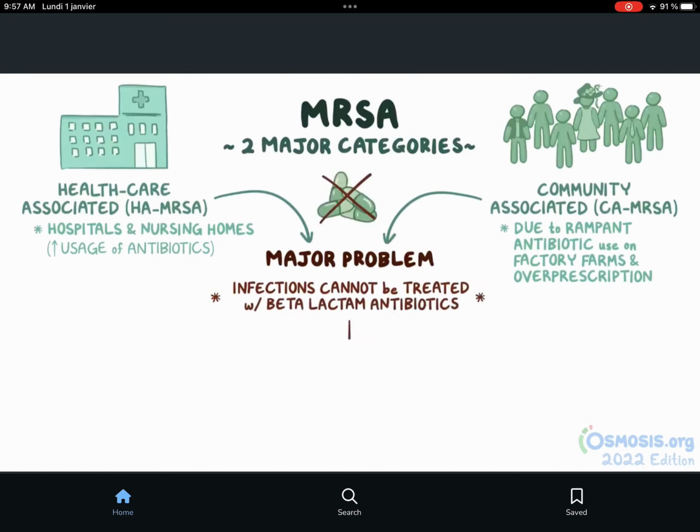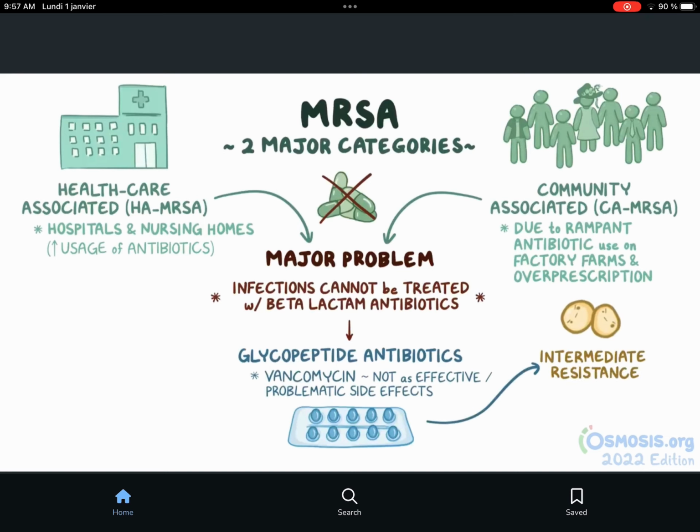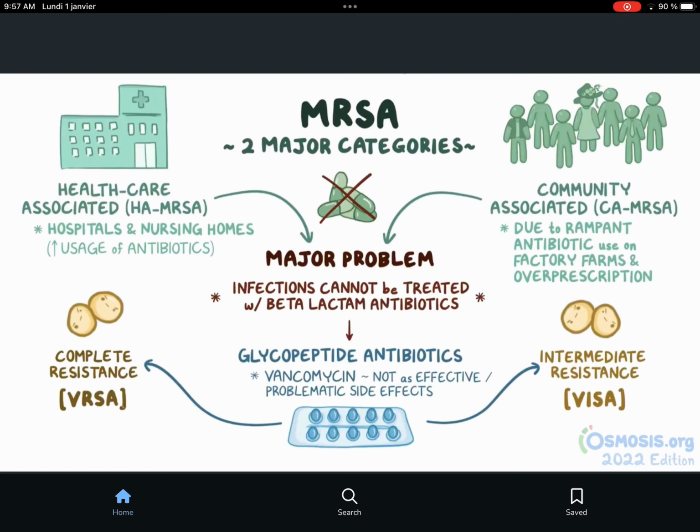As a result, another class of antibiotics, glycopeptide antibiotics, like vancomycin, are often used instead. Unfortunately, it's not as effective and comes with problematic side effects. To make matters worse, some Staph aureus strains have developed intermediate resistance to vancomycin, and they're called vancomycin intermediate Staph aureus, or VISA for short, which is not the type of VISA anyone wants to get. The strains with complete resistance are called vancomycin resistant Staph aureus, or VRSA. The search is on for new antibiotics and vaccines to prevent Staph aureus infections, but the overuse of antibiotics makes rapid resistance an ongoing problem.